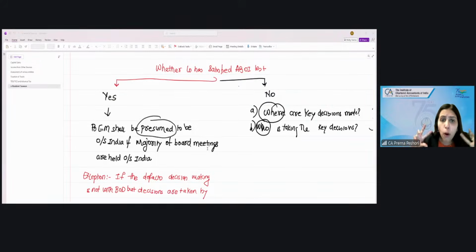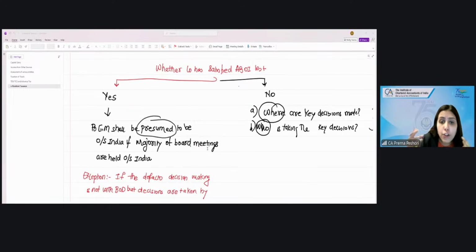So whosoever is formulating the key strategies and policies for the company and ensuring those are executed, that can be a managing director, can be CEO, CFO, financial director, COO, can be anybody. Can be some committee if the powers are delegated to that committee. Okay. So you need to ask those questions.